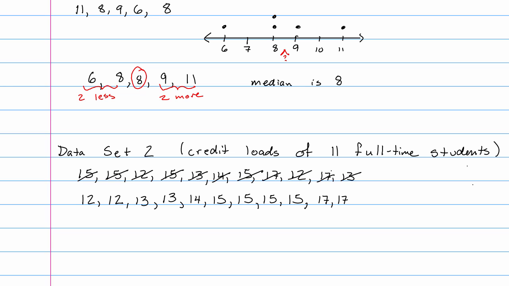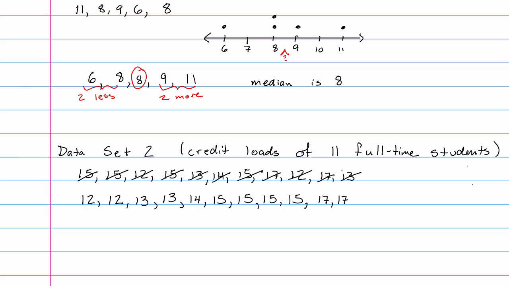Now, I worry that I might have copied something too many times or too few. I'm going to quick count my numbers. 1, 2, 3, 4, 5, 6, 7, 8, 9, 10, 11. I have 11 numbers, so at least I have the right number of numbers. And now it's going to be tricky again to find what's in the middle.